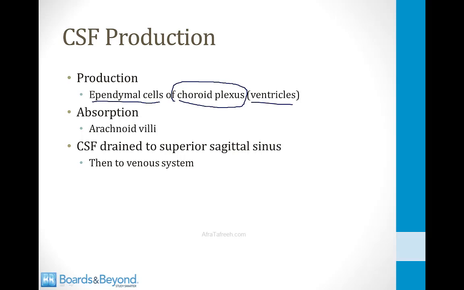The CSF gets absorbed by structures called the arachnoid villi, so it's constantly being produced by the ependymal cells and then absorbed by the villi. Once it gets absorbed, it gets drained into the superior sagittal sinus, and from there it goes to the venous system. So ultimately, it all gets back to the venous system with the blood coming from the body.